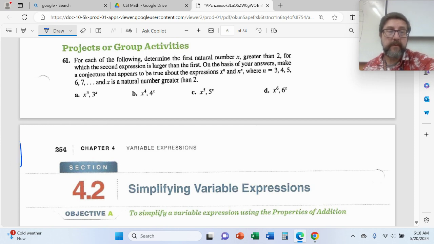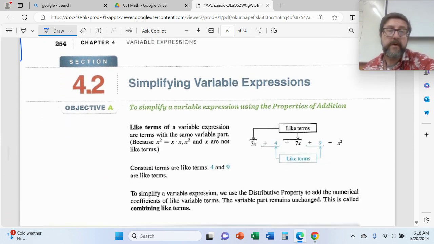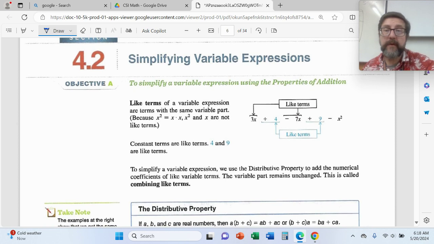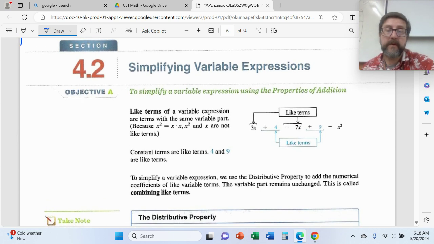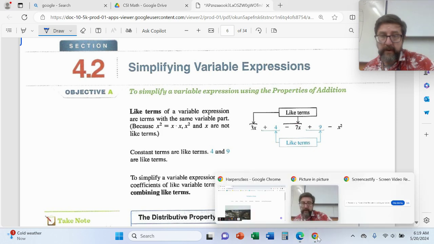Okay, we're moving on now. So, simplifying variable expressions. We're on to section 4.2. I will do another video here shortly.